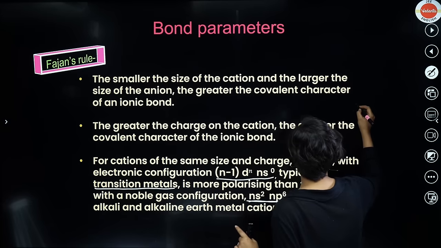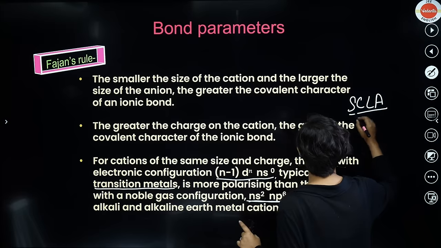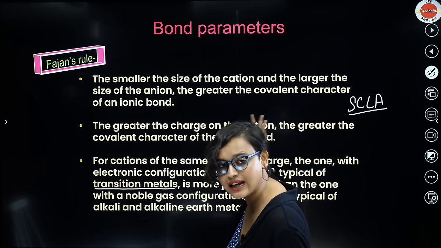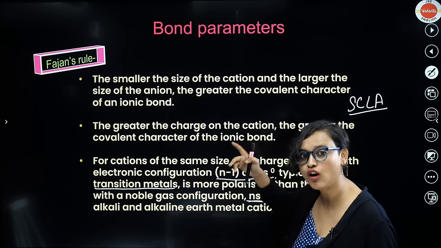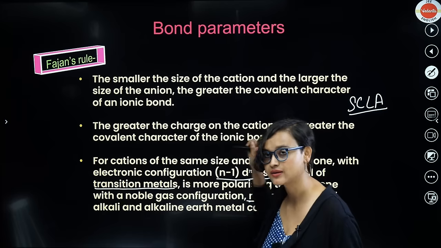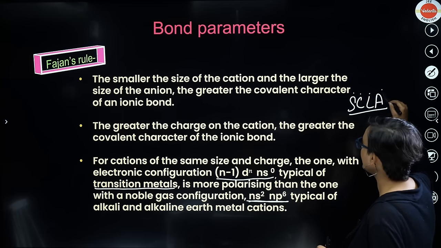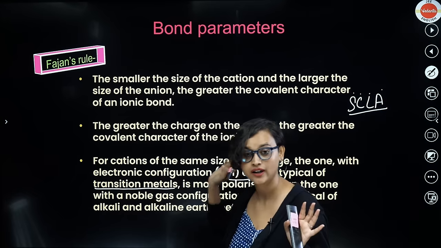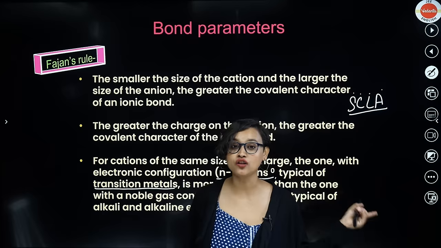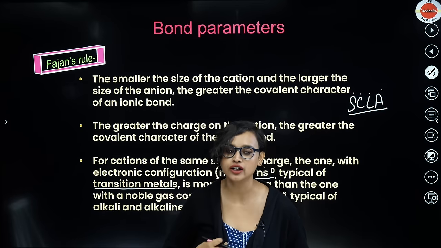Please do remember SCLA. SCLA. This is the first rule. Like UCLA, University of California, Los Angeles. Like that, you remember SCLA, School of California, Los Angeles, let's say, okay? Basically, that means what? Smaller cation, large anion, polarizing power more. Remember this. It's very important. Even for your s block, for your p block, for your d and f block, this is very important. The first rule you gotta remember it, okay?